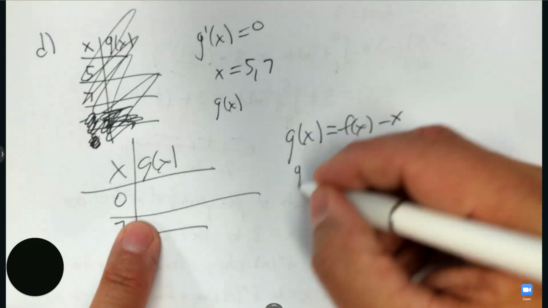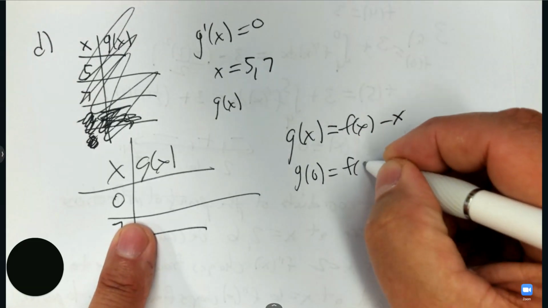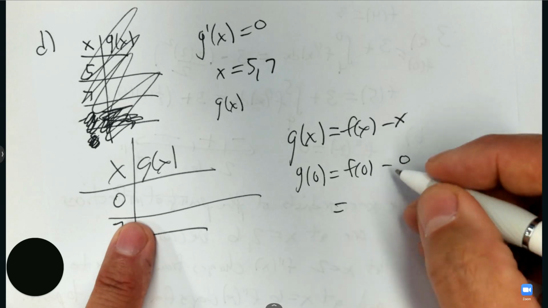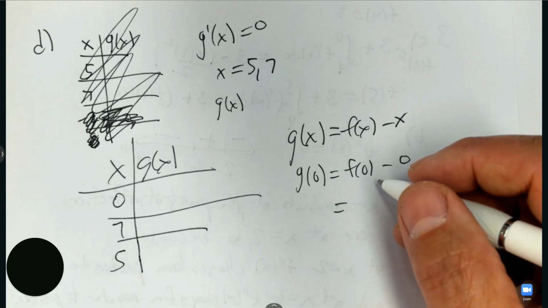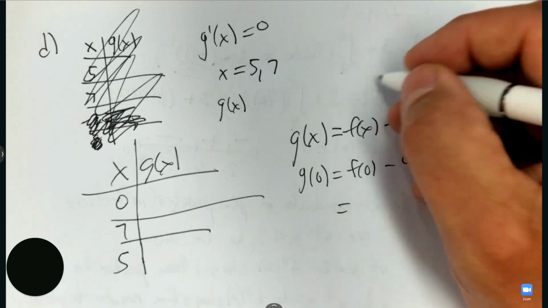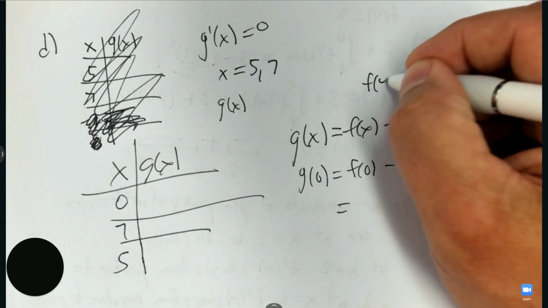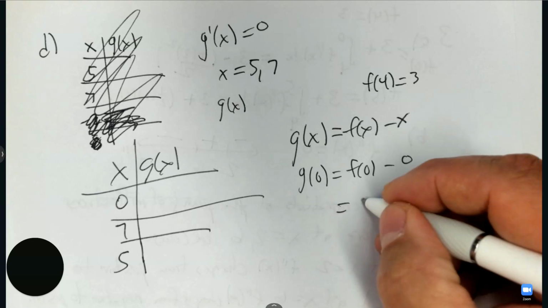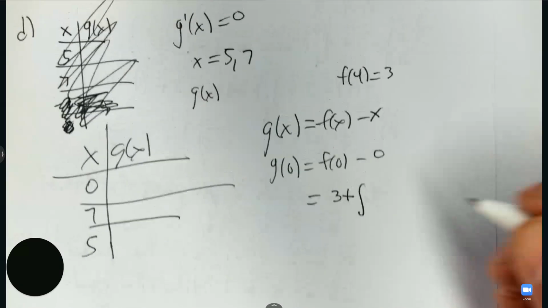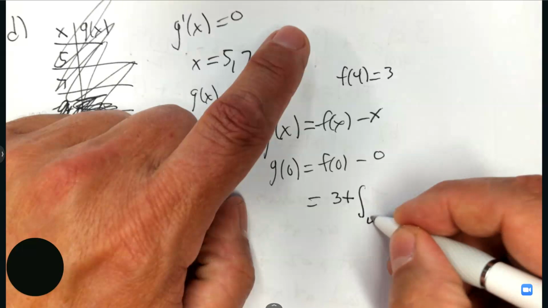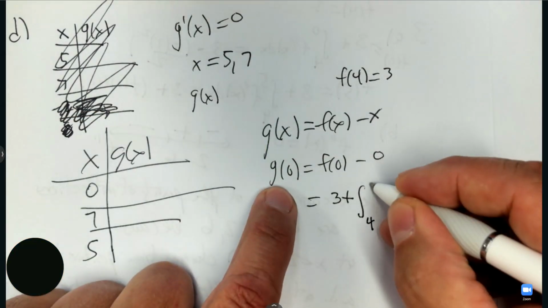So first of all, at 0. So f at 0, subtract 0. So just f at 0. To find the value of the function, we go back to what we did in part A. We need to realize we know a point, f at 4 equals 3. So we start with 3, and we do this integration. 4 is our bottom bound, and then what I'm looking for is the top.